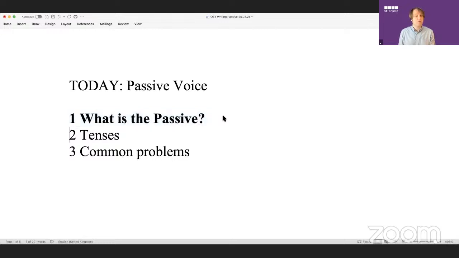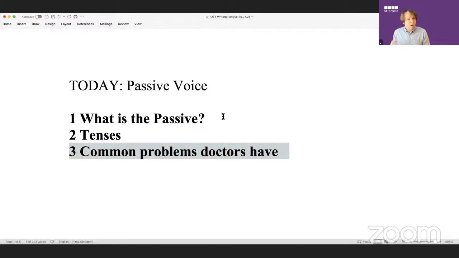But then we're going to look at all of the tenses. Just in general, don't worry, you don't need to use passive in all tenses, but we can just review it. At the end of the class, I want to talk about common problems doctors have with the passive. When you're writing OET, when you're in your exam, there's certain things that will confuse you. I'll give you a list. If you watch until the end of this class, I'll give you a list of the things that people always make a mistake with, okay?